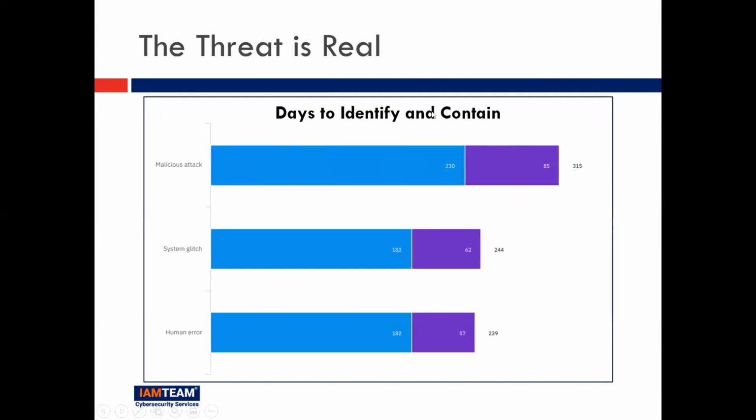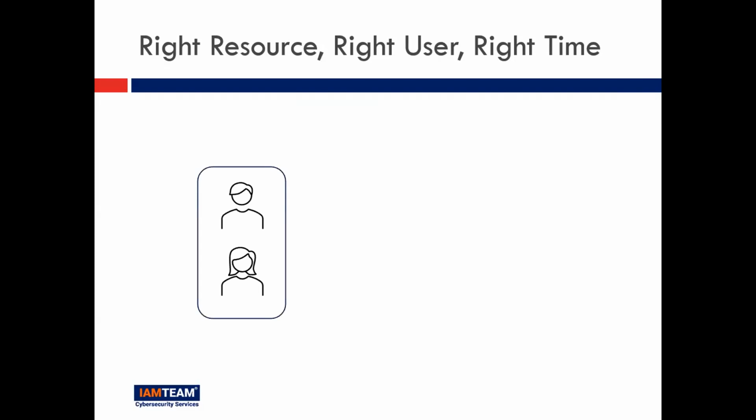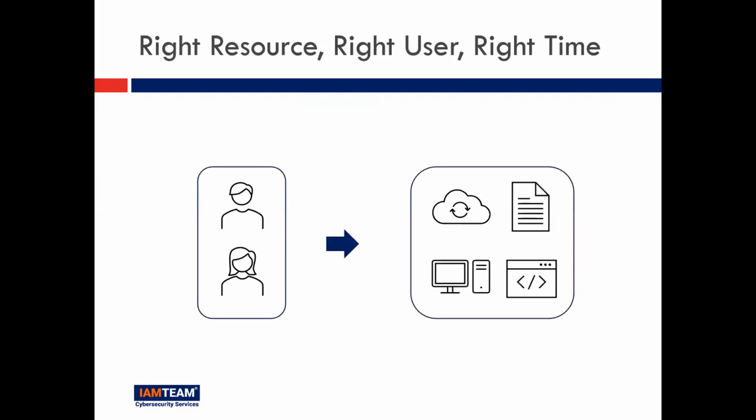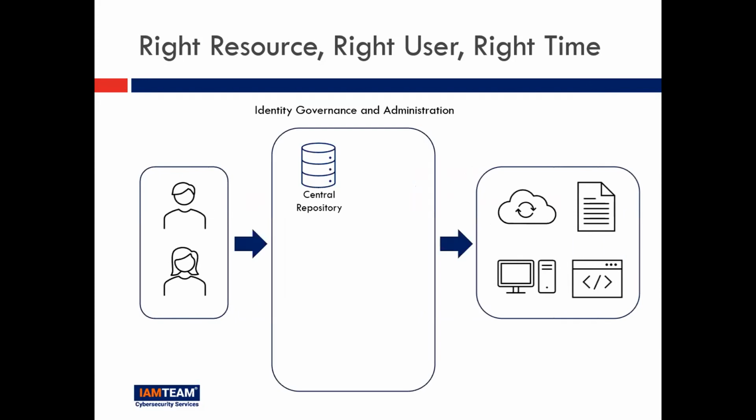So how can we manage the risk? Well, it's all about the right resource, the right user at the right time. What you need is the ability to control what a user has access to at any given time, to be able to know who has access to what and to know what they do with that access. You need a centralized repository of identities and access permissions. You need the ability to provision and deprovision accounts and access intelligently, allowing for revoking or allowing access based on business logic.